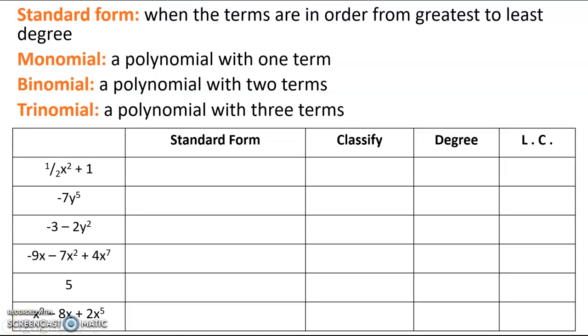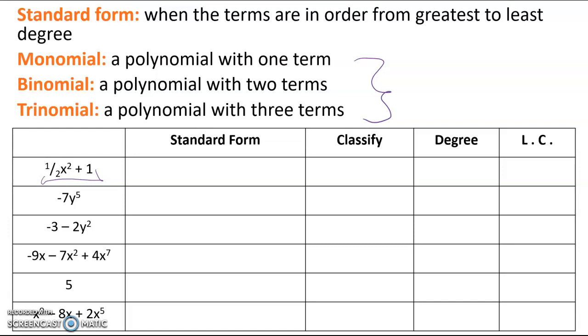Okay, a couple other things here. Standard form is essentially when the terms are in order from the greatest to least degree. And then we have a couple other terms that we like to mention. We have monomial, which is a polynomial with 1 term, binomial, a polynomial with 2 terms, and a polynomial with 3 terms is a trinomial. A polynomial is essentially an expression with multiple terms, and we have different names for polynomials with 1 term, 2 terms, and 3 terms.